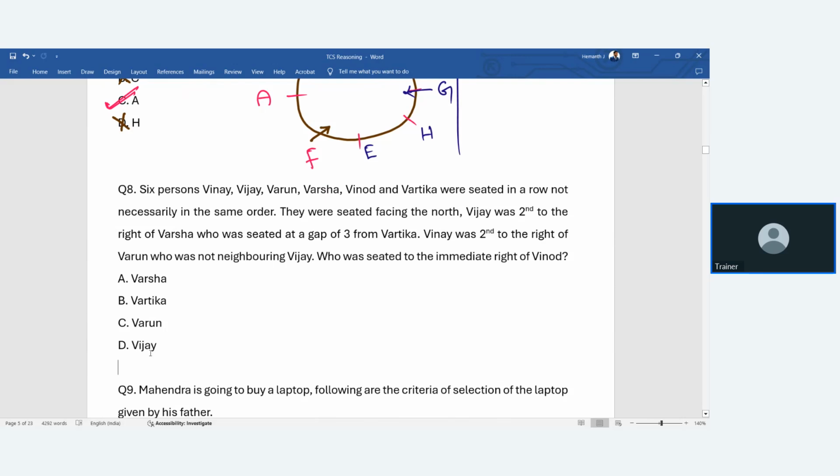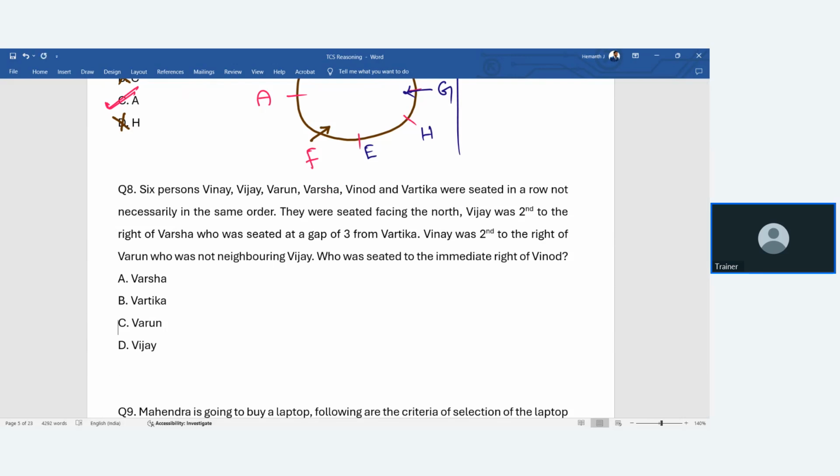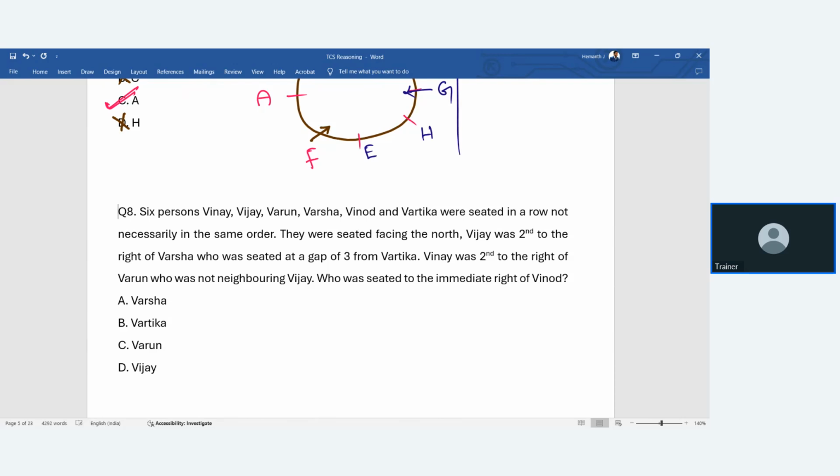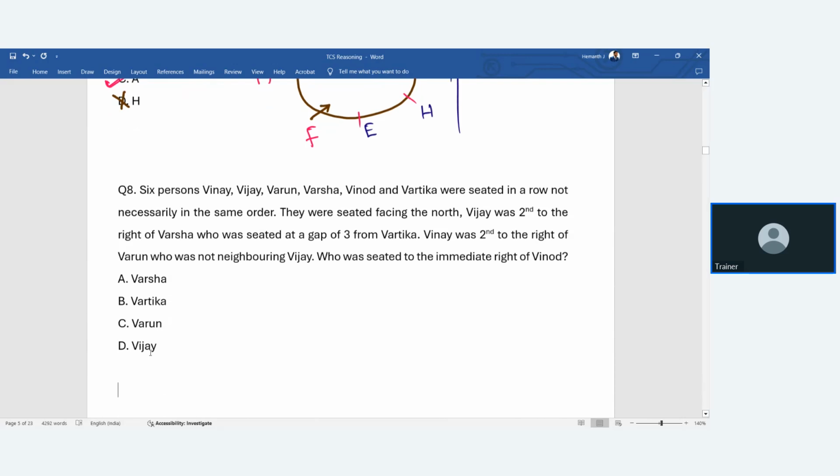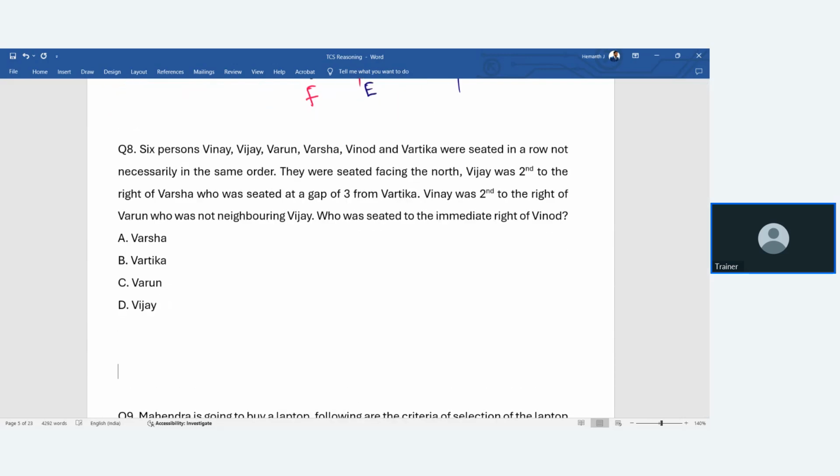Now see this next arrangement related question. 6 persons Vinay, Vijay, Varun, Varsha, Vinod and Vartika were seated in a row, not necessarily in the same order. They were seated facing the north. All are facing towards the north. Now the question is who is sitting to the immediate right of Vinod? All names are with V only, so be careful. 6 slots. Vijay was second to the right of Varsha.